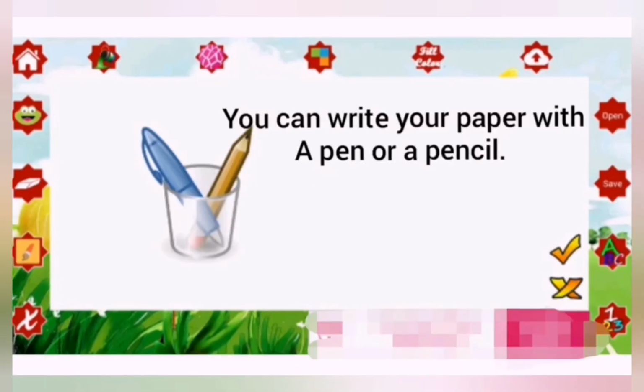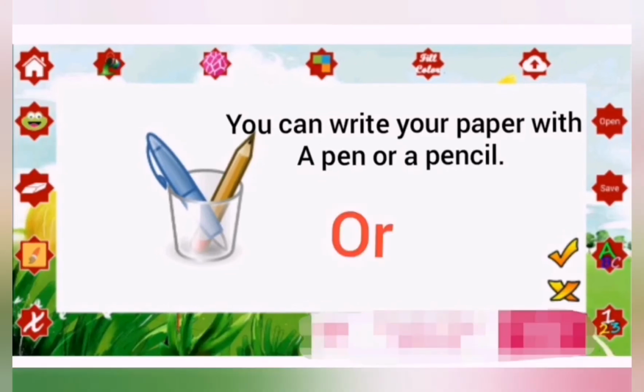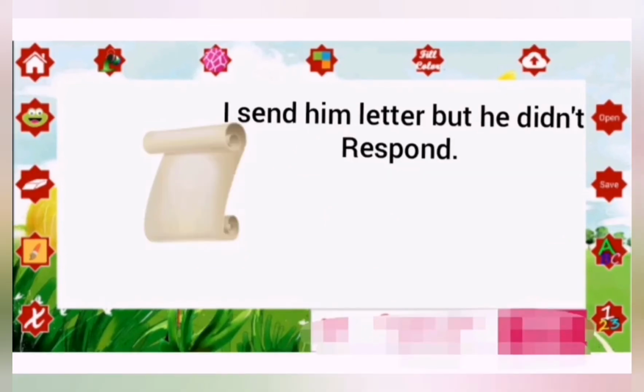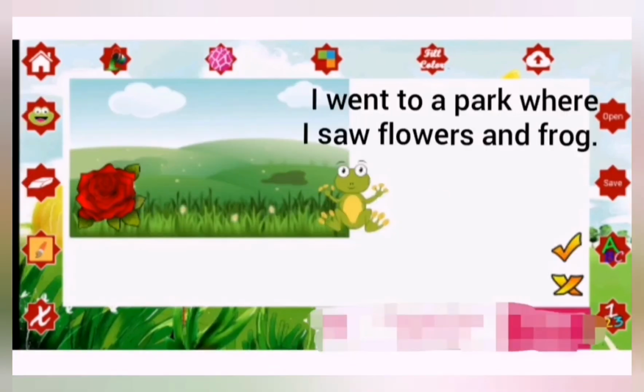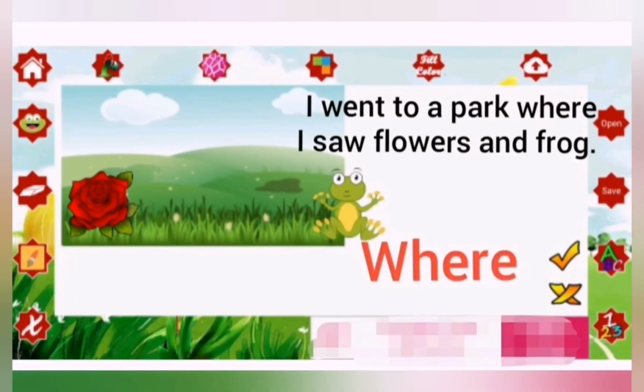You can write your paper with a pen or a pencil. Here, or is a conjunction. I sent him a letter, but he didn't respond. But is a conjunction in this sentence. I went to a park where I saw flowers and frogs. In this sentence, where is used as a conjunction.